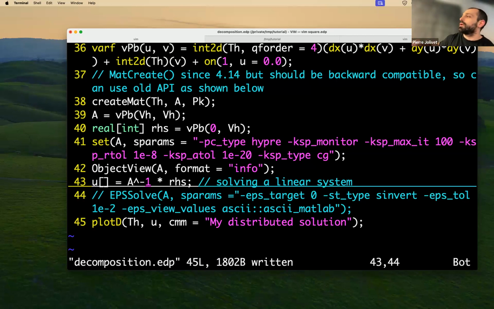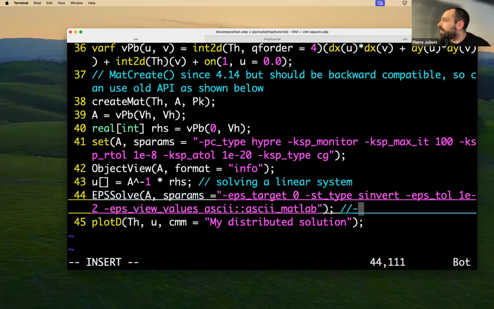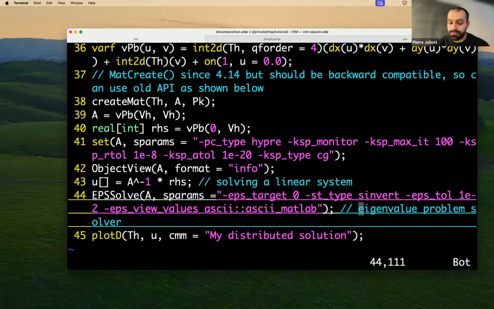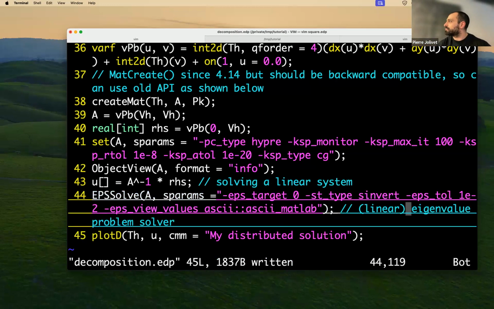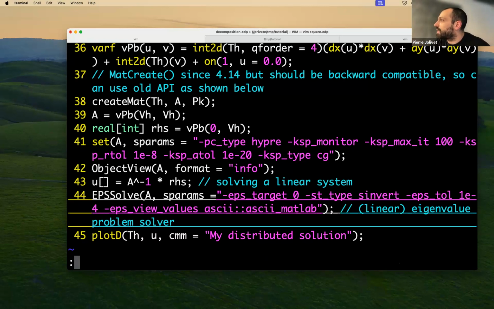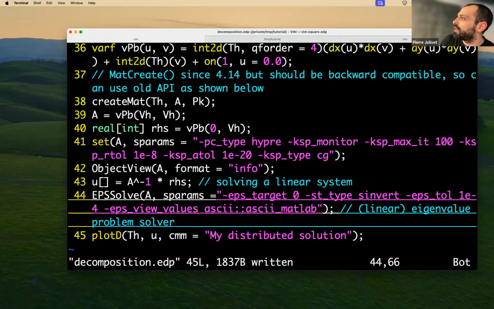Okay. And so in practice, instead of using the operator A to the minus 1, so solving a linear system, we can use EPS solve. EPS solve stands for eigenvalue problem solver. So this is SLEPc under the hood. What we say to SLEPc basically is that we are looking for the eigenvalues closest to 0. We want to use a spectral transformation of type shift and invert. And we have some tolerance for the convergence of the eigenvalue problem solver. For example, I will decrease slightly this one. Okay.